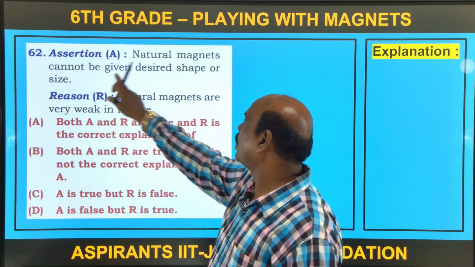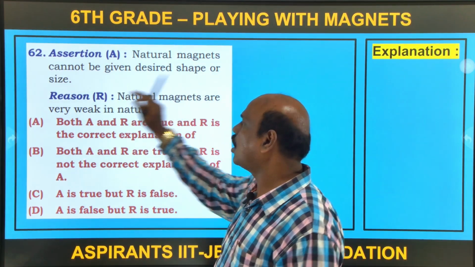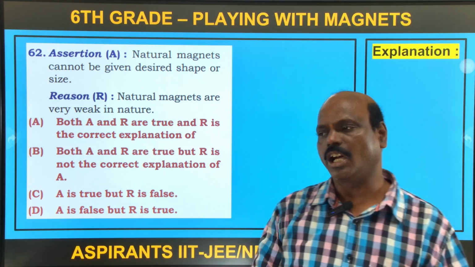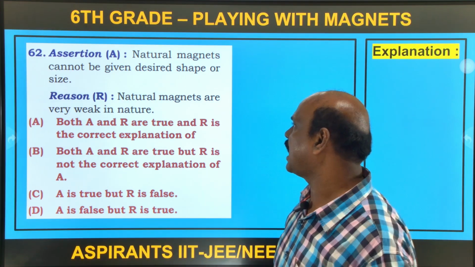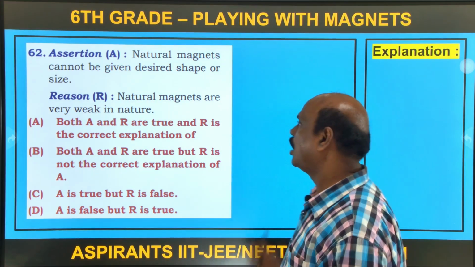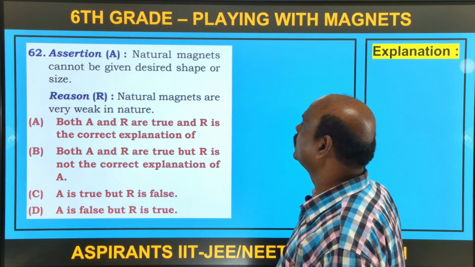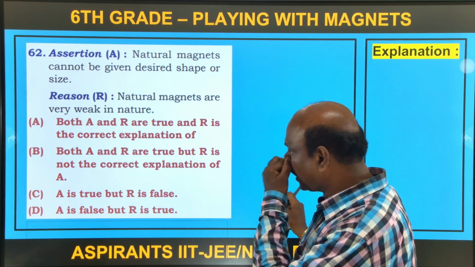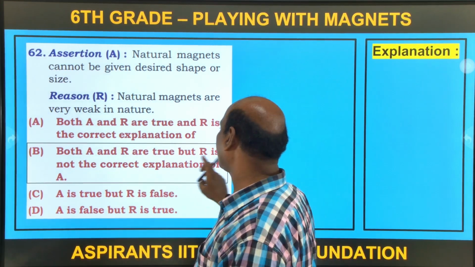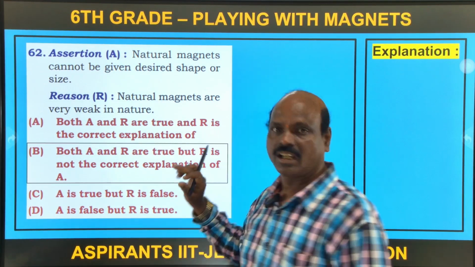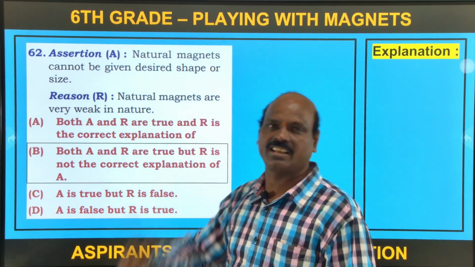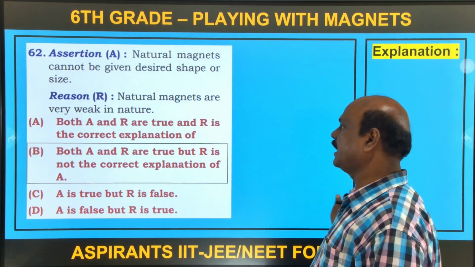Natural magnets cannot be given desired shape or size because they are obtained from the earth's crust and they are having a weak nature. That's why they cannot be shaped. So natural magnets are weak magnets. So here both A and R are true, but R is not the correct reason why we are not giving a desired shape. So that's why both are correct.